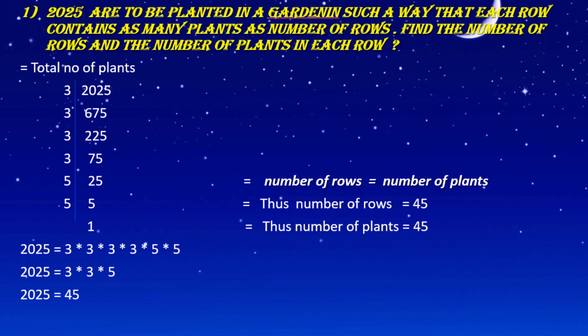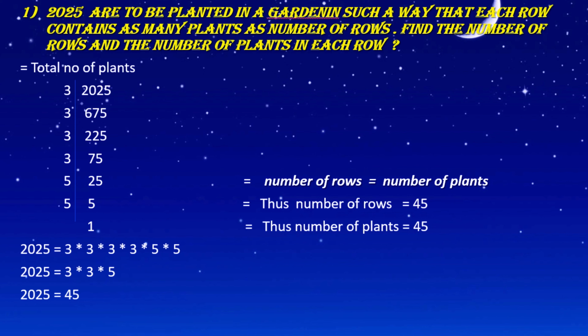Let's see the second example. 2025 plants are to be planted in a garden in such a way that each row contains as many plants as the number of rows. Find the number of rows and the number of plants in each row. So let's find the solution. The total number of plants is x squared. We should find this 2025 by the prime factorization method.